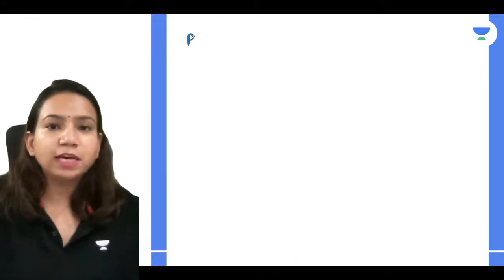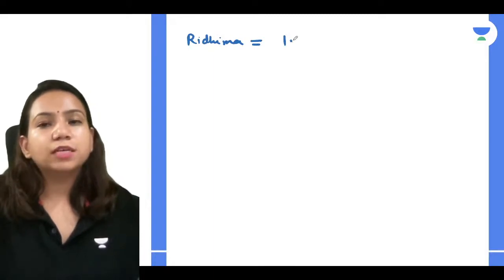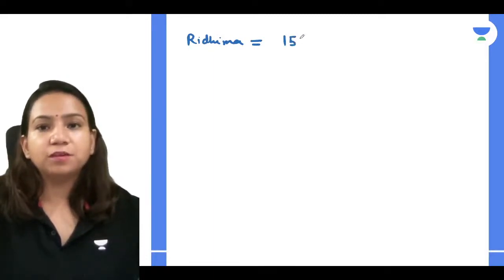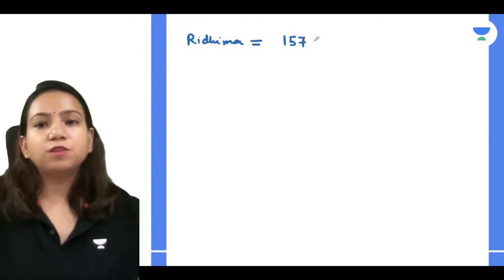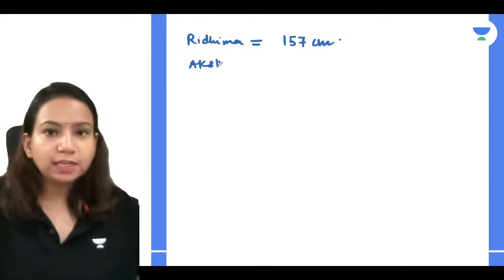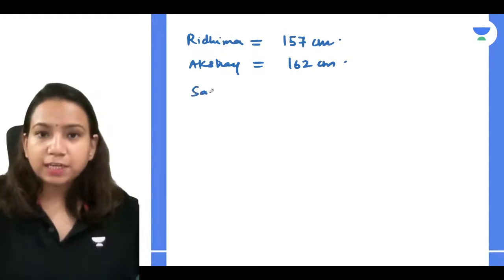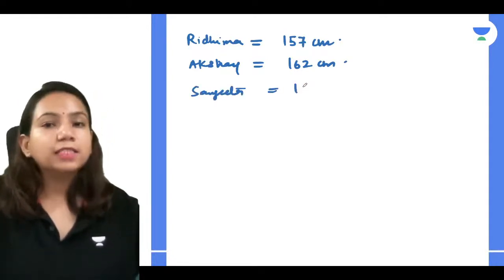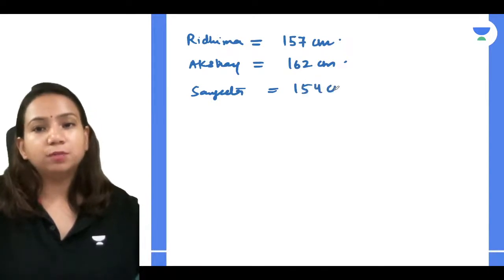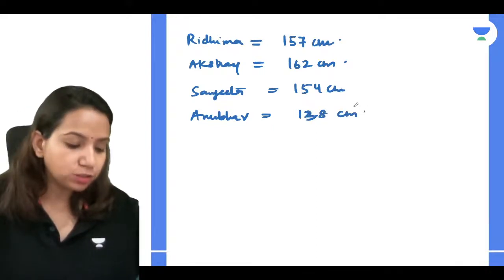So first, say Riddhima came and said that the length of the whiteboard is 157 centimeter. Riddhima said, correct. Then Akshay came and said, no, it is 162 centimeter. Then Sangeeta came and said it is 154 centimeter. And then Anubhav came and said it is 138 centimeters. So there is so much difference. Okay, very good.